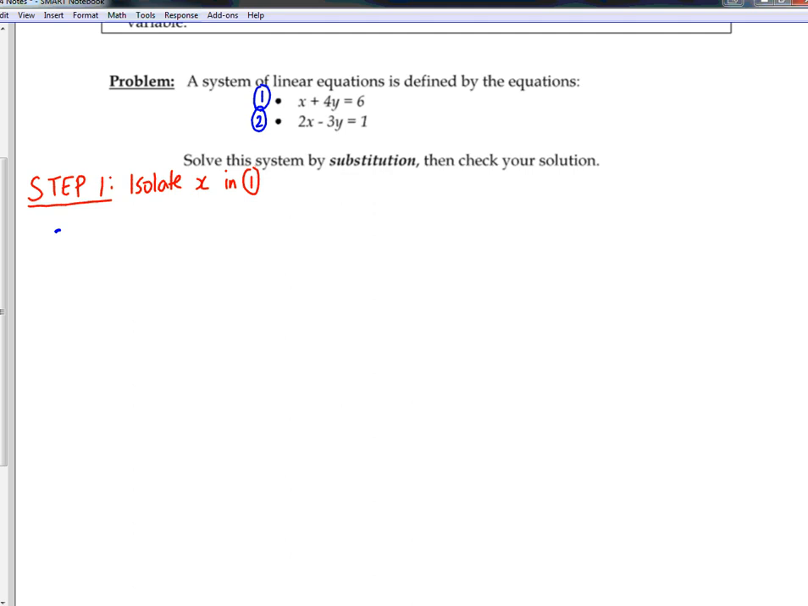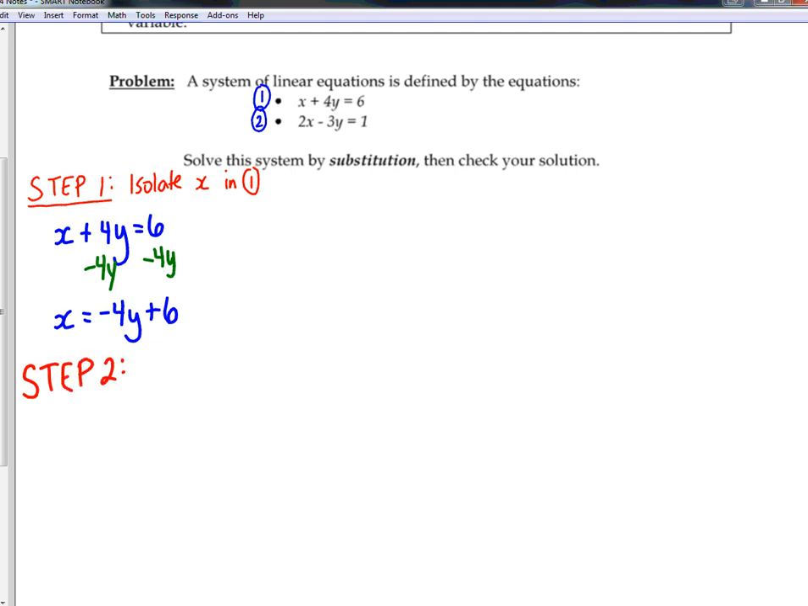Okay, so let's get x by itself. How do I get x by itself? Subtract 4y from both sides. You can write that as negative 4y plus 6 or 6 minus 4y. It really doesn't matter. What do you want? Negative 4y plus 6. Okay, that was step 1 done. There's going to be 4 steps, so a lot of algebraic work here.